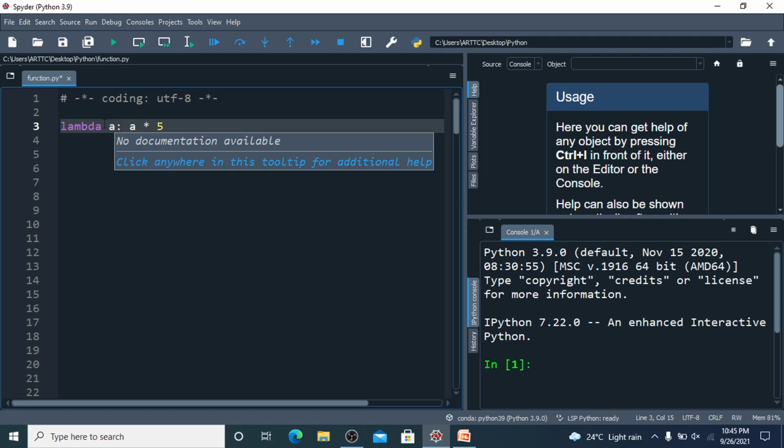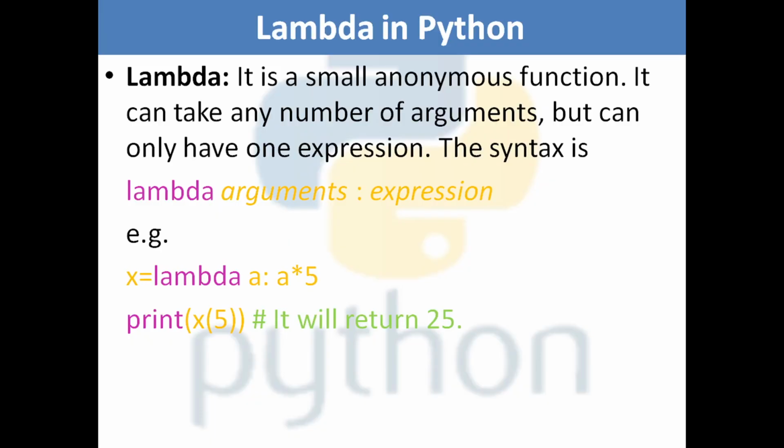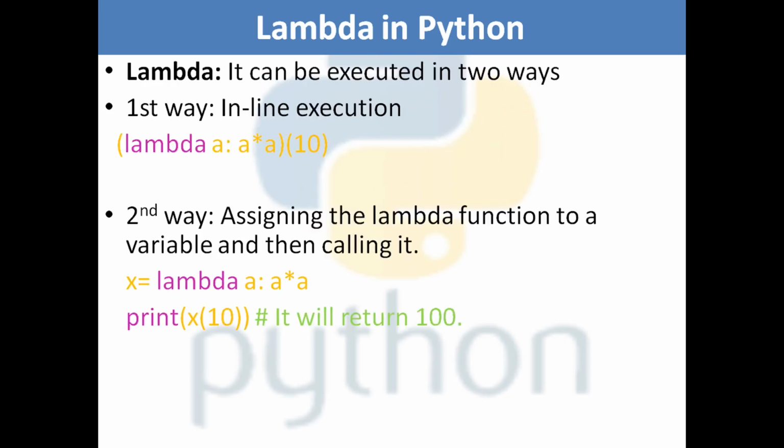So now how can we actually execute this function? There are two ways. The first way is inline execution, where we just pass the argument: lambda a colon a star a, and then I'm passing the value 10 for this argument a. It will multiply, or return, the square of the argument.